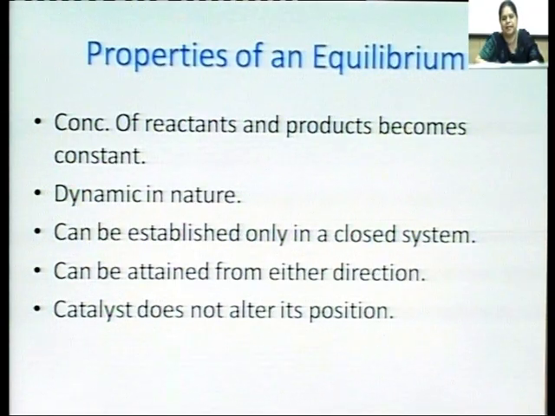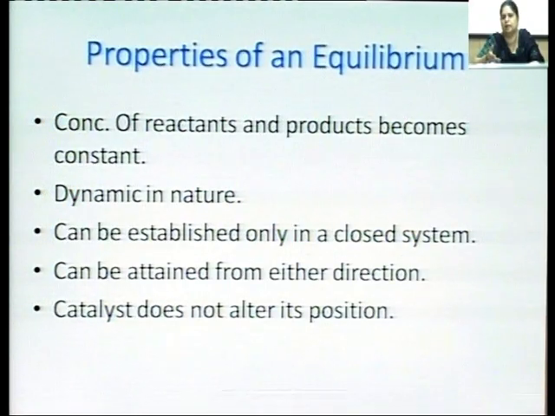Another characteristic of equilibrium is that a catalyst does not alter its position. When we say that, it means catalyst does not have any effect on the state of equilibrium. The reason is that a catalyst affects the rate of the forward as well as the backward reaction to the same extent. When the rates of the forward as well as the backward reaction are changed to the same extent, the state of the equilibrium will not be disturbed.